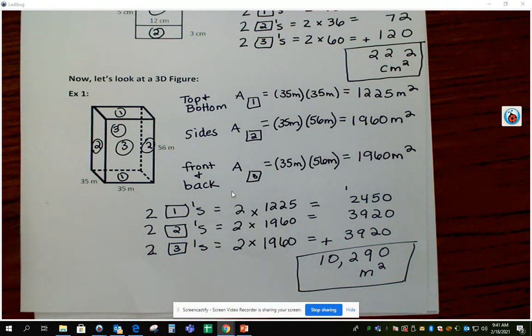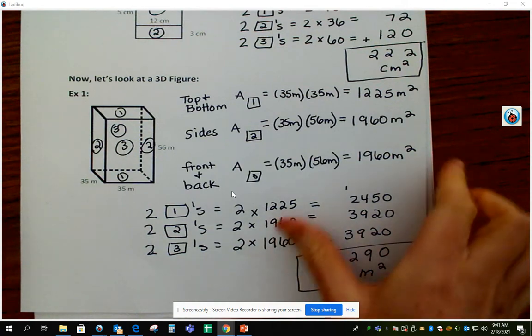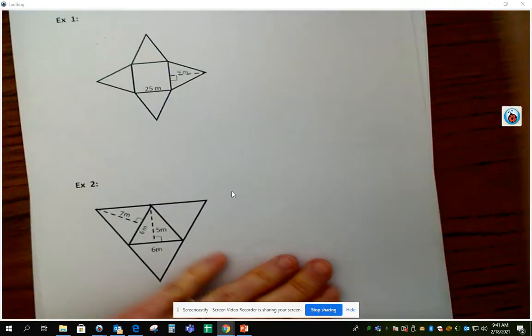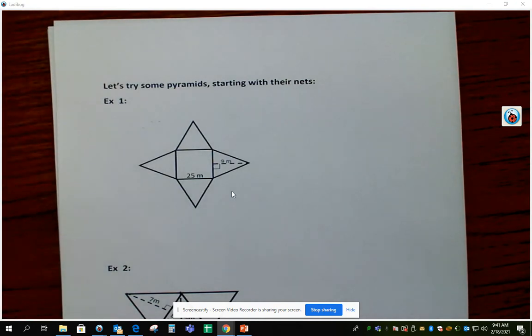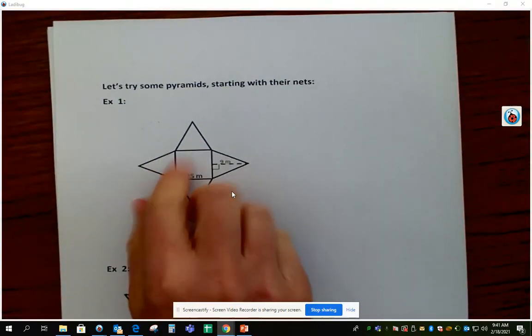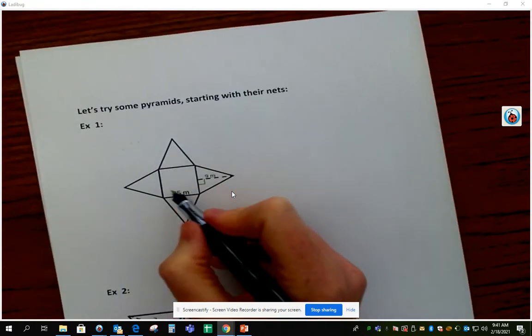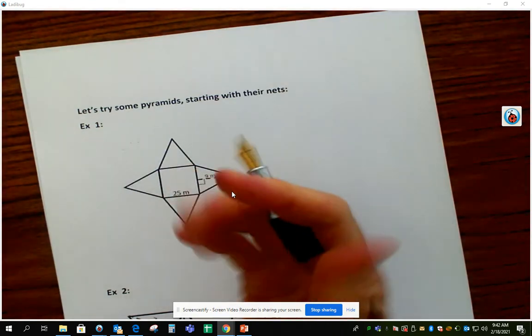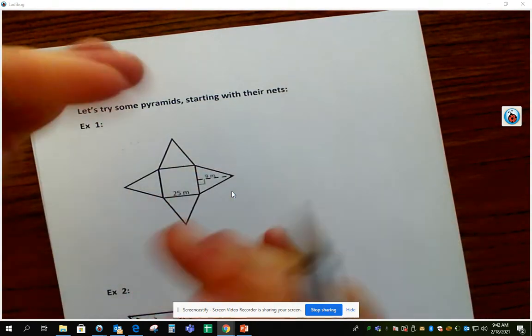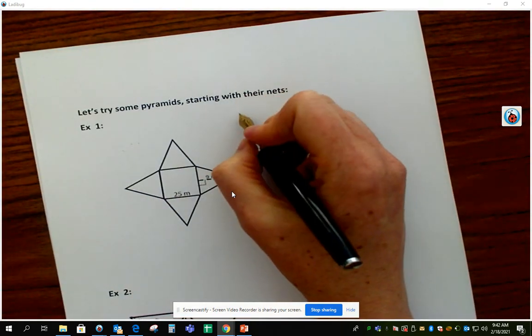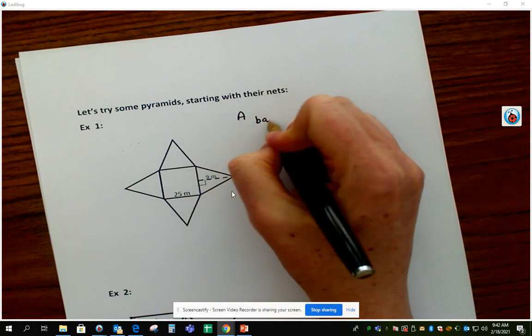Okay, so that's prisms. Let's look at pyramids. They work the same way. It's just that some of the sides are going to be triangles now, so we just have to be careful when we're calculating the area. So let's start with this middle piece. This would be the base of our pyramid when we put it together. So we'll call this area of the base.